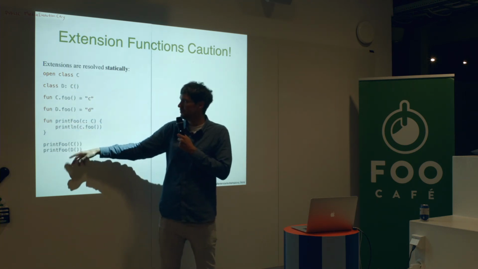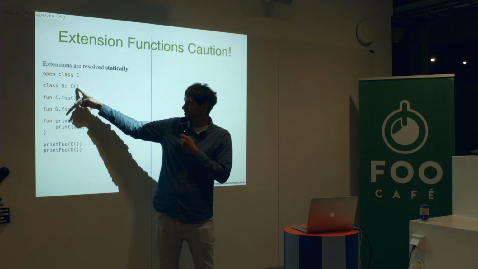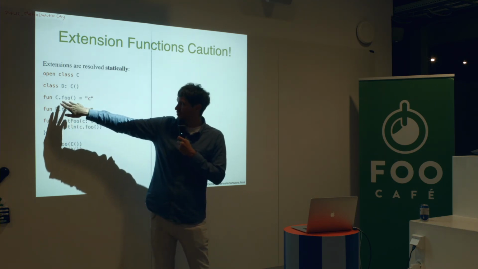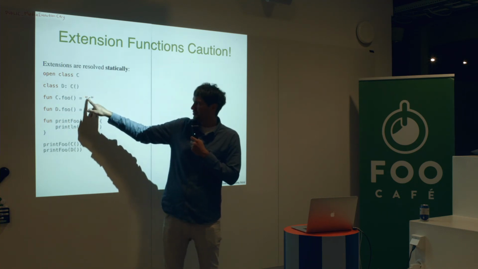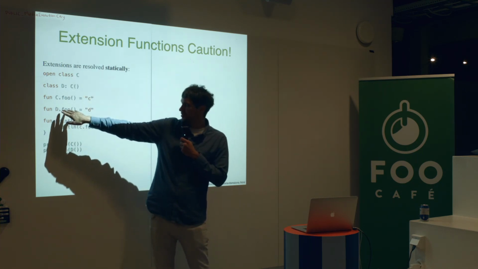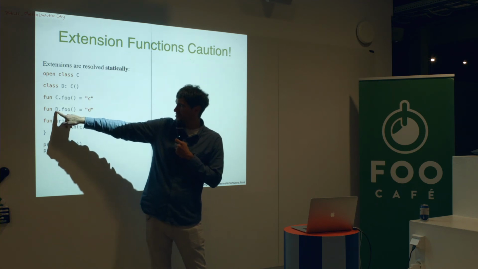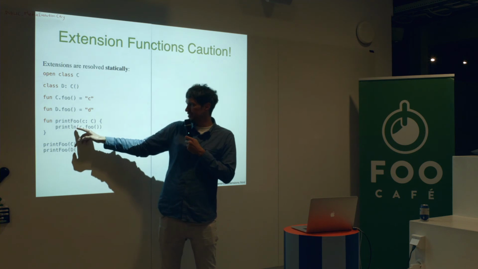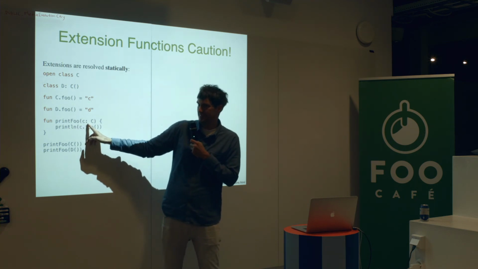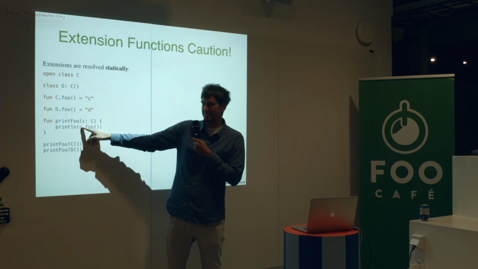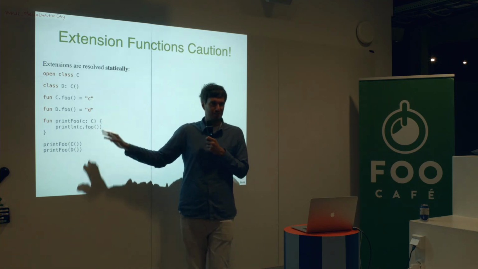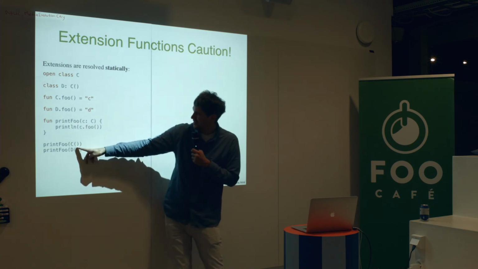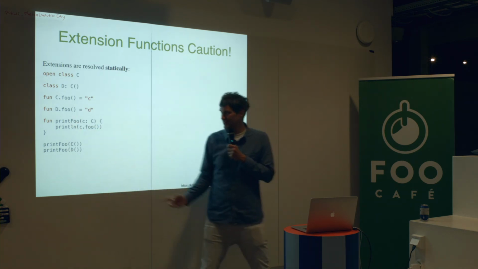And yeah, if you have cases such as this, you have a class here that is open, so you can extend from it. Then you have a class D that extends from C. And then you create an extension function, foo, on C, that returns C. You create another extension function with the same name on D that returns D. And then you just have a function here that takes a C as an argument and prints C dot foo. I don't know if you can follow along here, but now if you pass an instance of C into this print foo, what will happen?